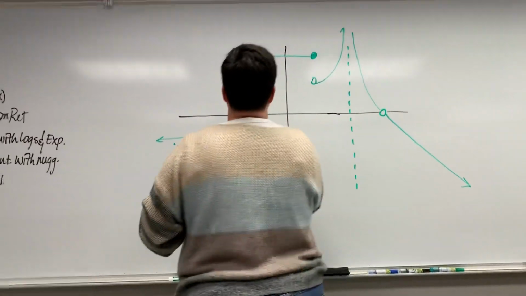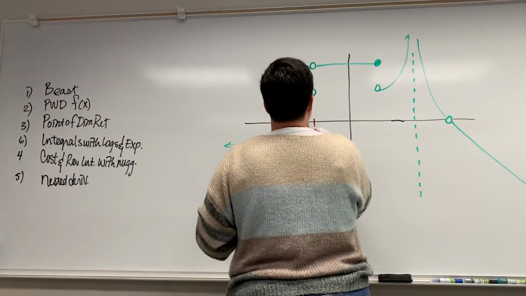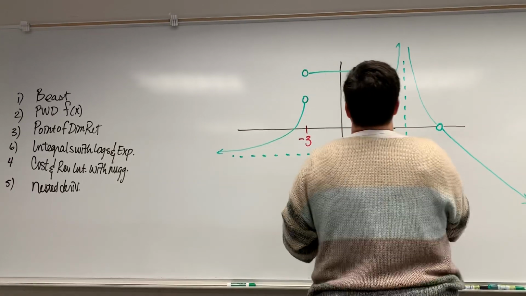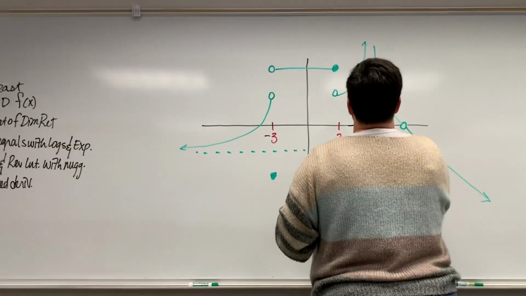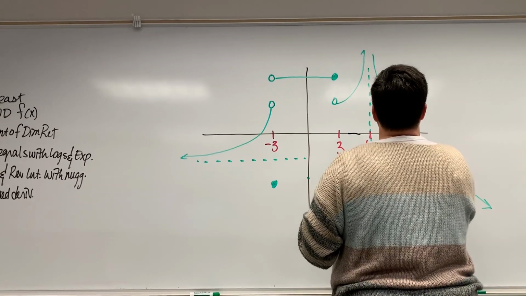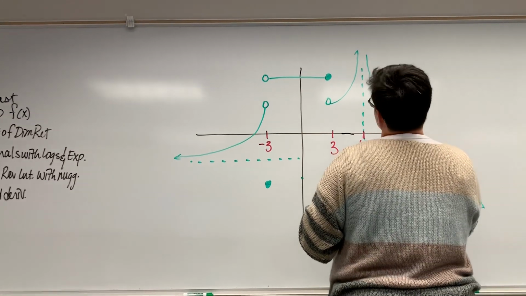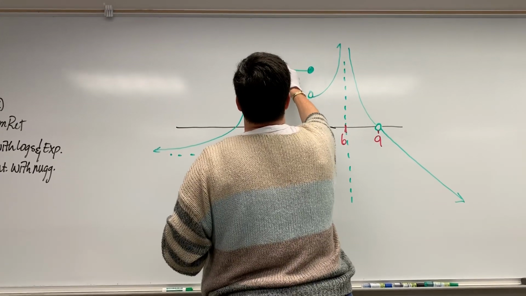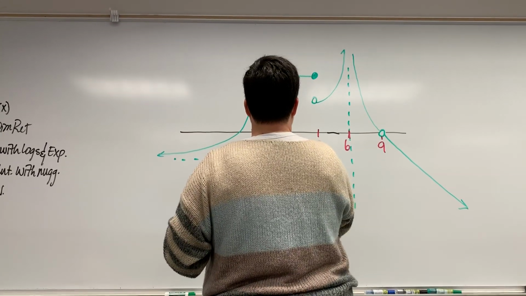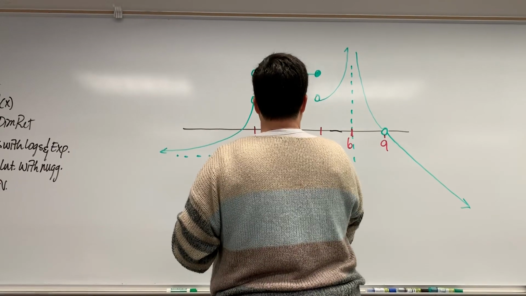Locations. This is -3. This is 3, 6, 9. This is 2, 4, -2, -2.